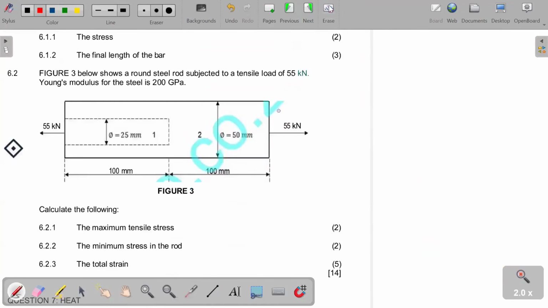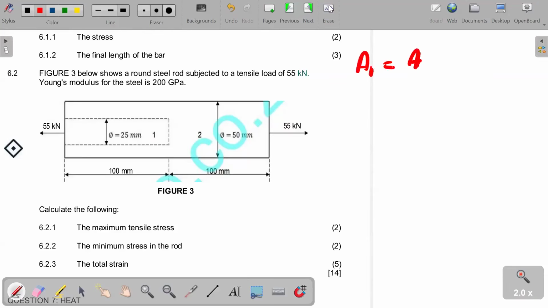6.2 is saying, figure 3 below shows a round steel rod subjected to a tensile load of 55 kilonewtons. Young's modulus for the steel is 200 gigapascals. Calculate the following. Number one, the maximum tensile stress. Right, so first things first, we want A1, the area.